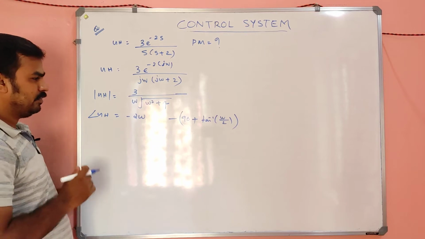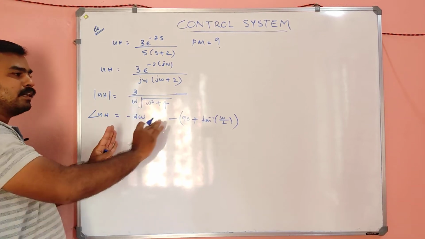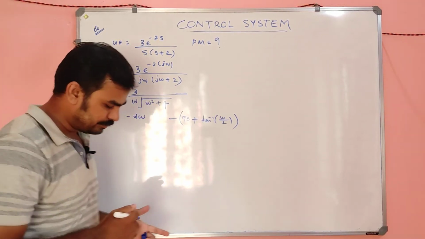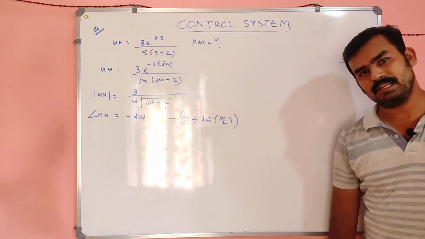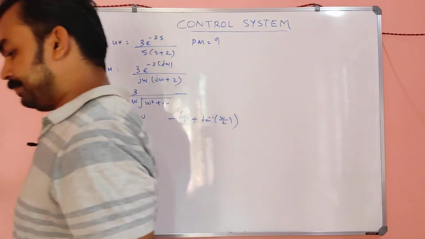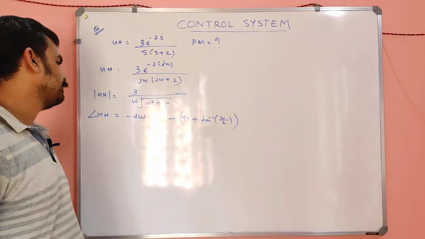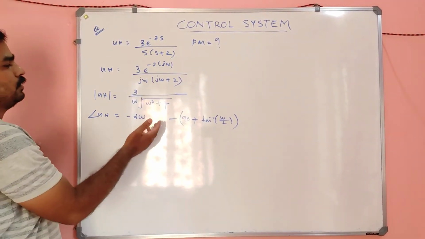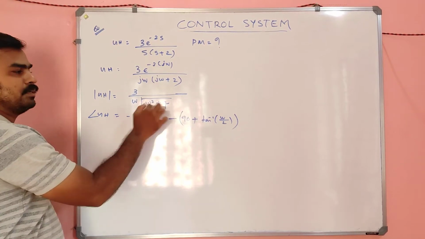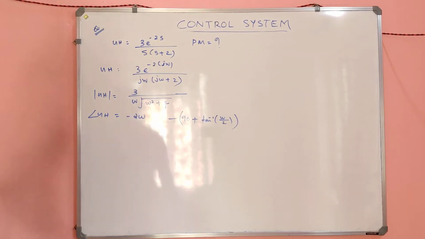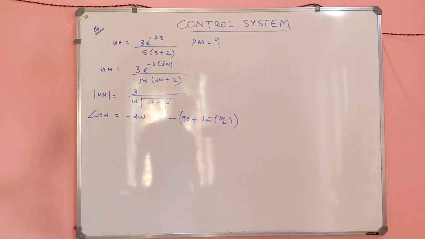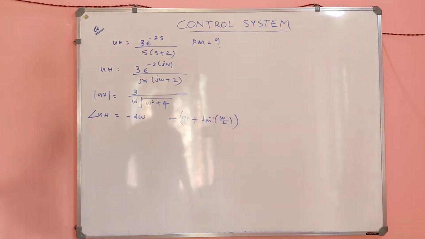Is there any problem in the angle calculation? Tell me, my dear. Numerator angle minus denominator angle is nothing but 90 plus tan inverse omega by 2. Is there any problem? If you feel any discomfort there, tell me.